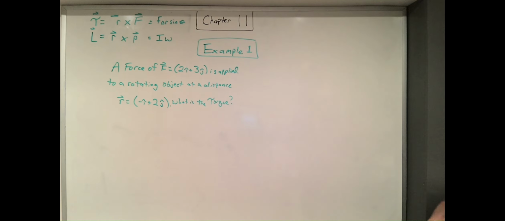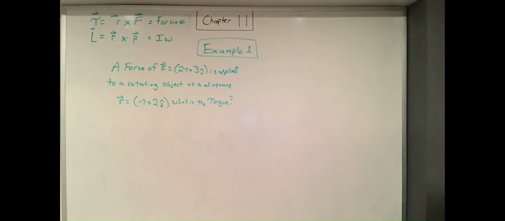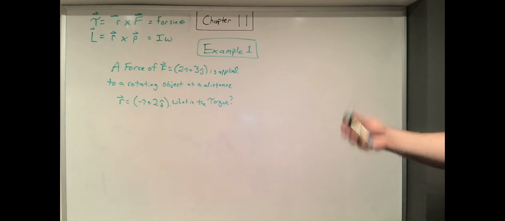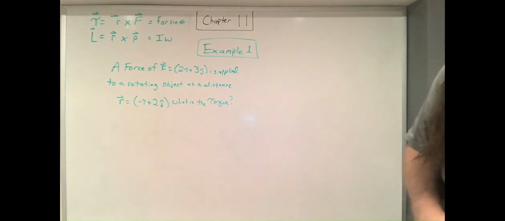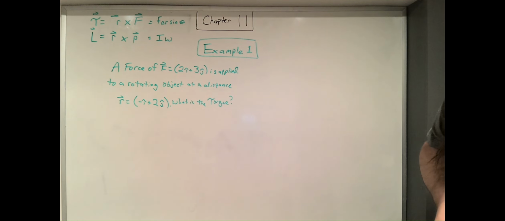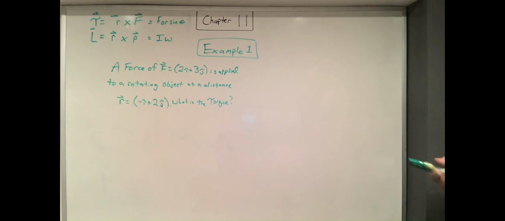So I have these two vectors. It's a force that is given by 2i plus 3j, and it's applied to a rotatable object at a distance r, which is negative i hat plus 2j hat. And it asks what is the torque. This is definitely going to be a cross product problem, because we're given it in vector form and we have to multiply those two vectors together to get our solution.